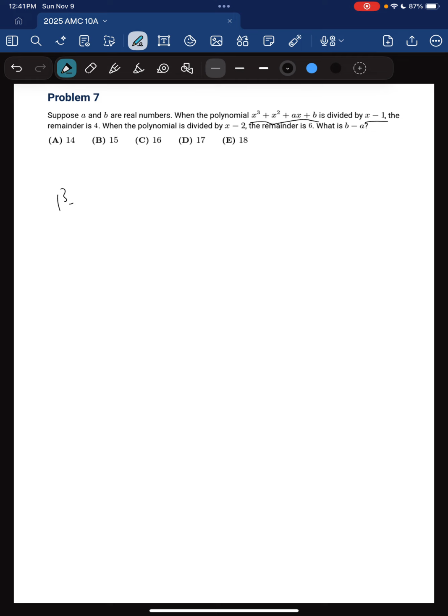So, right, we have 1 cubed plus 1 squared plus a times 1 plus b equals 4. And similarly, here we can do the same thing with x equals 2, but the remainder is 6. It's going to equal 6, because if it's divisible by x minus 2, then it would equal 0. Then we add 6 because of the remainder.